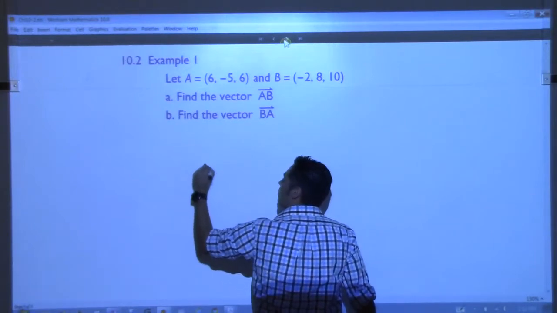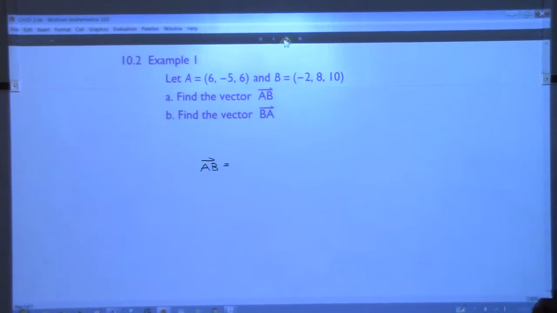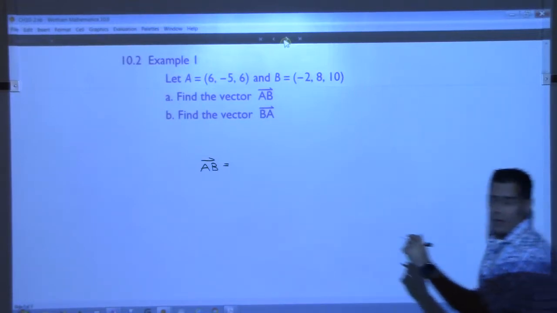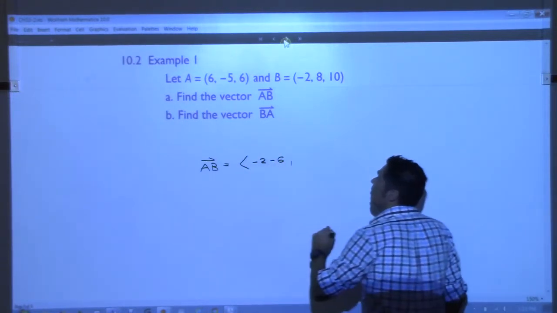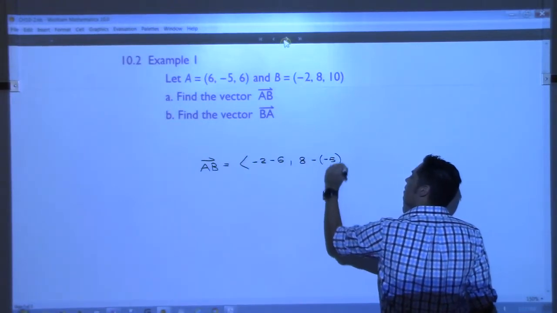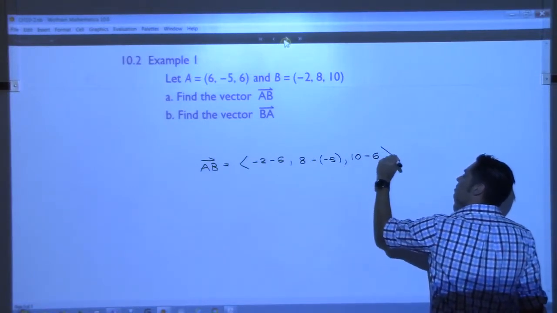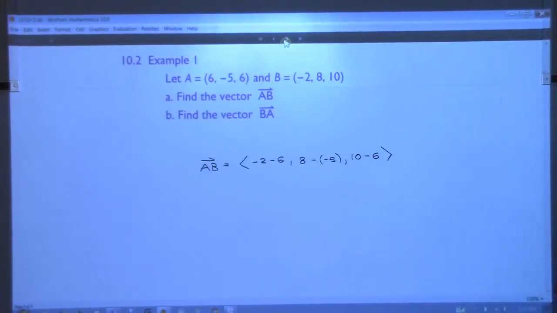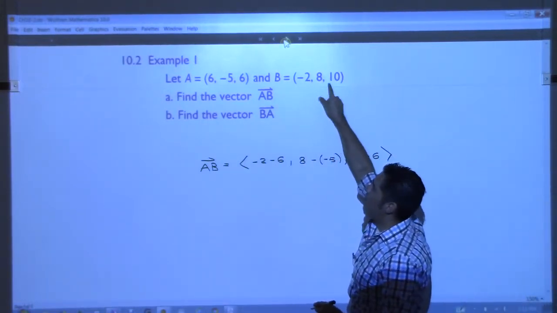And I'll start with this. Okay, so equals, now what? It's -2 minus 6. So angle bracket, right? Angle bracket. And then you can go -2, subtract 6. Good. 8, subtract -5. Good. And comma, right? And then 10 minus 6. Close out the angle bracket. There we go. That okay, everyone? Because we're going to B, from A to B, we start with these guys and subtract those guys.